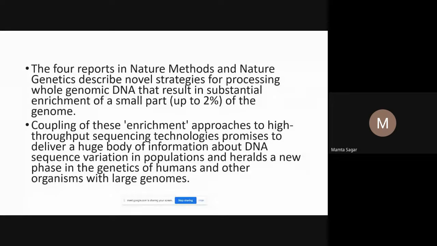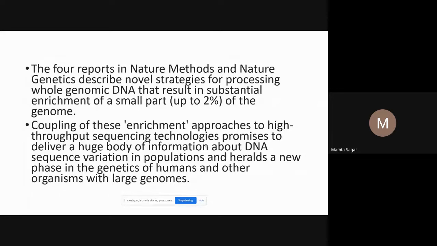It promises to deliver a huge body of information about DNA sequence variation in population. So here we are talking about population, that means it is on a large level. If we couple those methods together with the high throughput sequencing technology, then we can have a huge body of information about the variation in population. We can detect the changes and variation in the population. But that is only possible by the combination of the technology, the coupling of this.